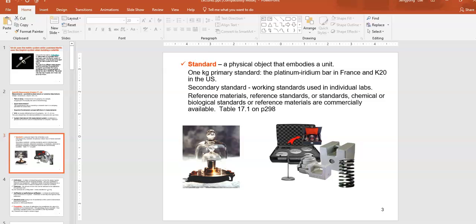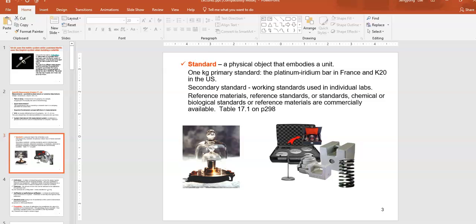And standards, there's an international standard and there's a country standard. And then there will be a secondary standard, and whatever you can buy, those are the secondary standards. Those are duplicates of the country's international standard.